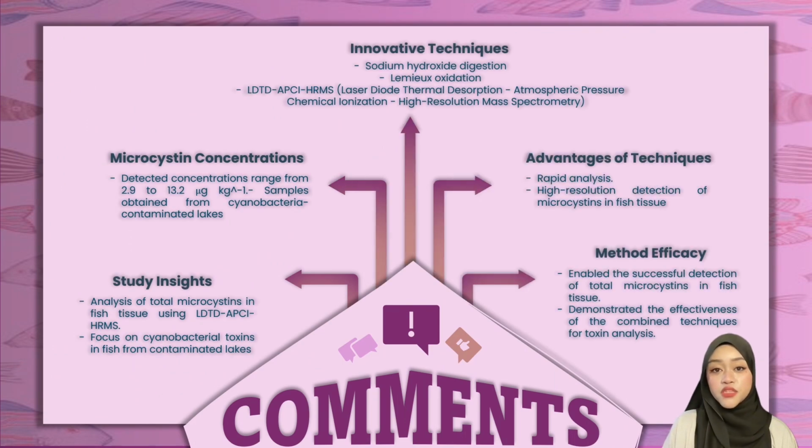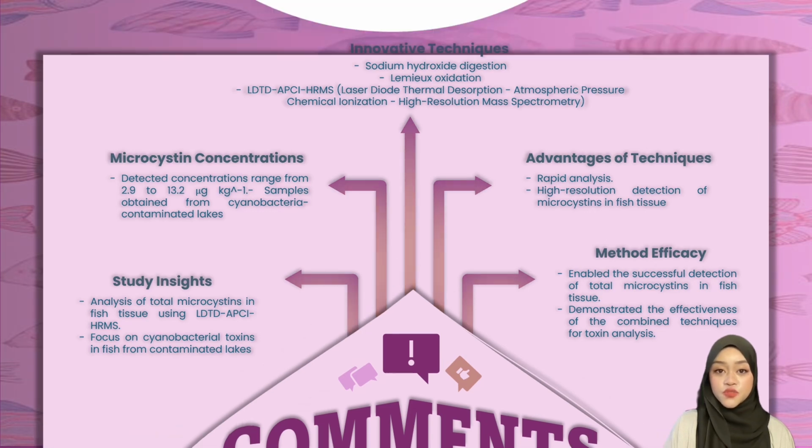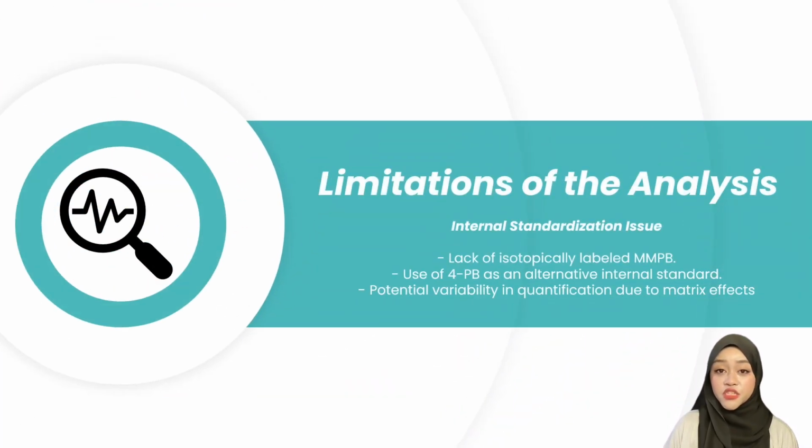The data obtained from the article on the total analysis of microcystins in fish tissue using LDTD, APCI, HRMS provide valuable insights into the presence and concentration of these cyanobacterial toxins. The study successfully detected total microcystin in fish tissues with concentrations ranging from 2.9 to 13.2 micrograms per kilogram in samples from cyanobacteria-contaminated lakes. The use of innovative techniques such as sodium hydroxide digestion, MMPB oxidation, and LDTD APCI HRMS enable rapid analysis and high-resolution detection of microcystins in fish tissues.